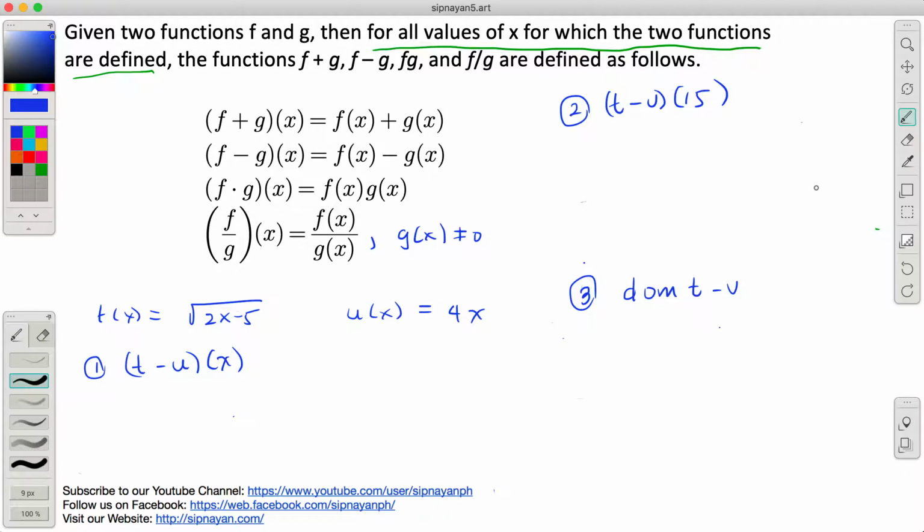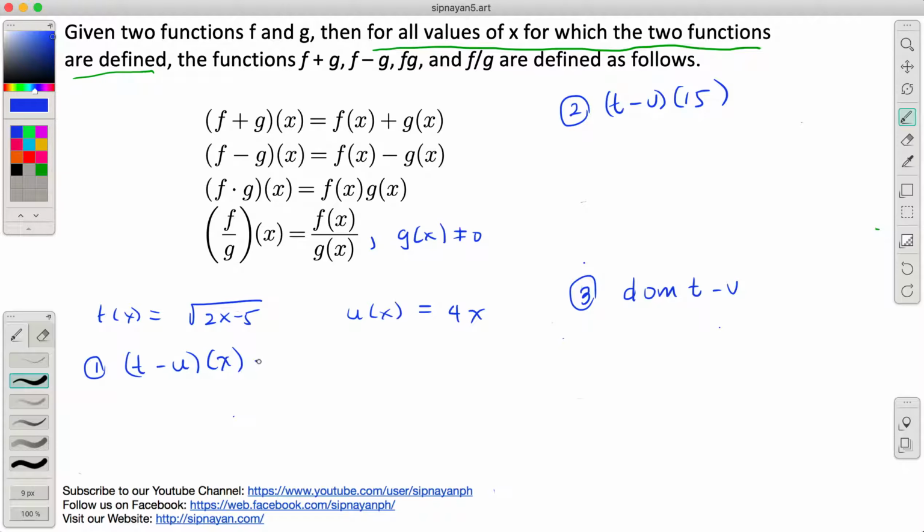In this video, itutuloy natin yung series natin on operations and functions. In this discussion, we will have more examples of subtracting functions. So, what is t minus u of x if t of x equals square root of 2x minus 5 and u of x equals 4x?